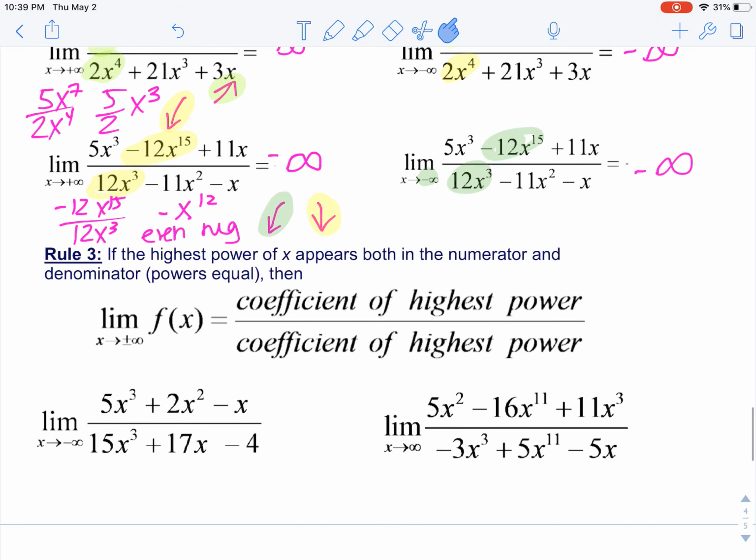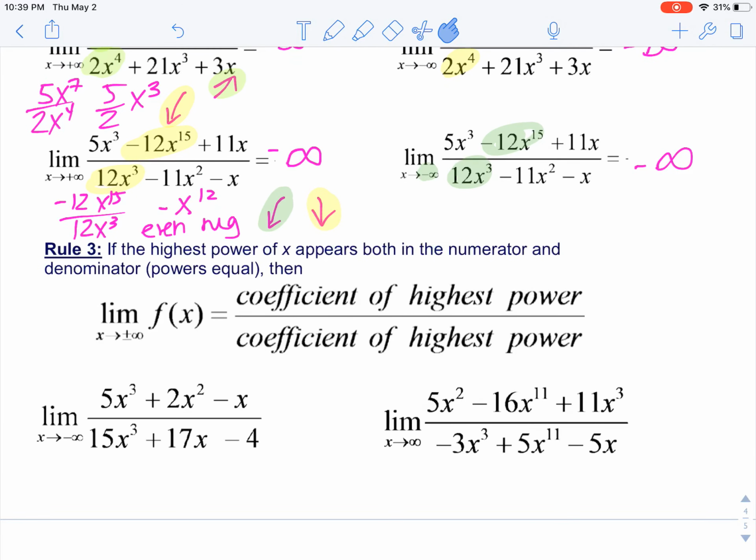All right, then the last section, oh no, rule 3, we forgot rule 3. I was going to move on too quickly. Oh, this one's easy. If you have the degree of the numerator the same as the degree of the denominator, then you just use your coefficients, just like with the horizontal asymptotes. So degrees are the same right there. That simplifies to 5 over 15. So that equals 1/3 actually.